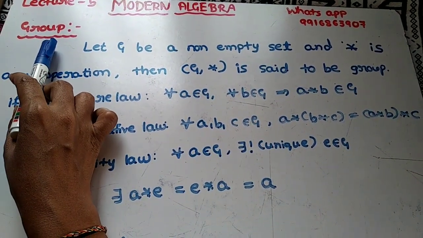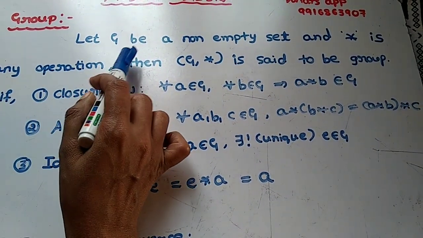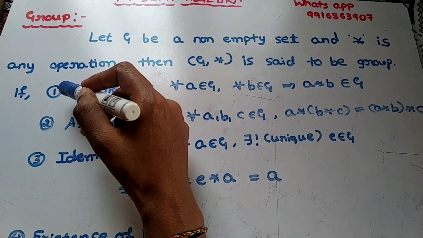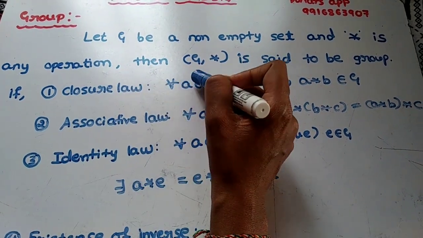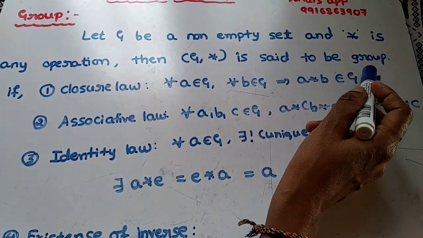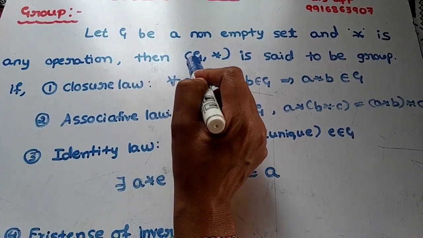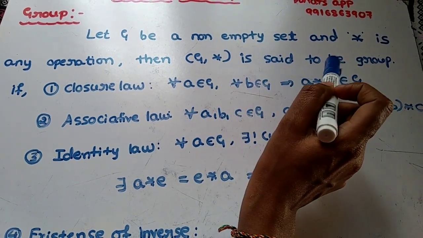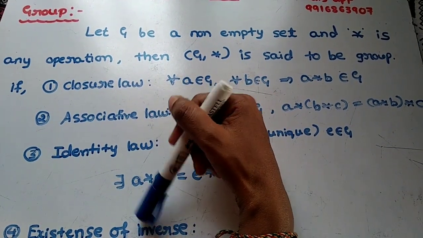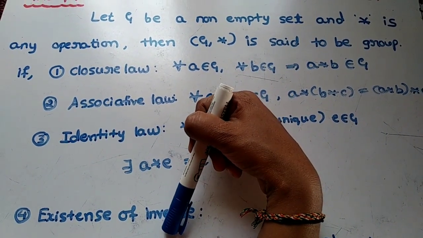And so what do we mean by a group? This is the definition of a group. Let G be any non-empty set, and star is any operation. Then G with a binary operation is said to be a group if it satisfies four laws. Those laws are nothing but the closure law, associative law, identity law and existence of inverse.